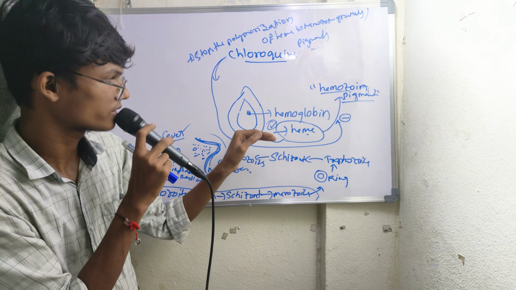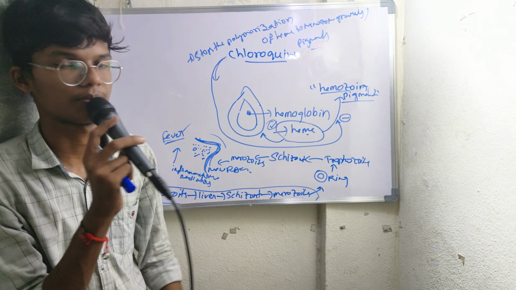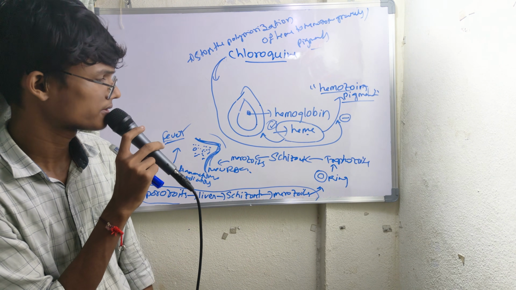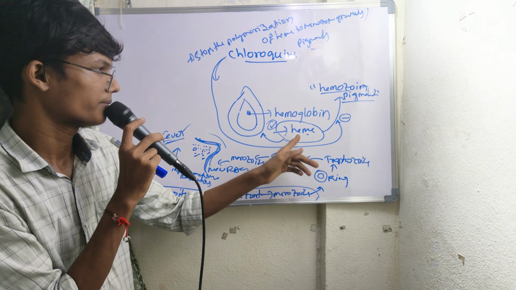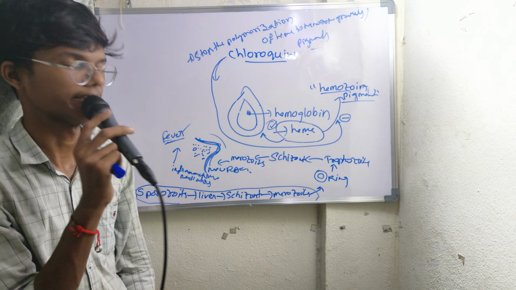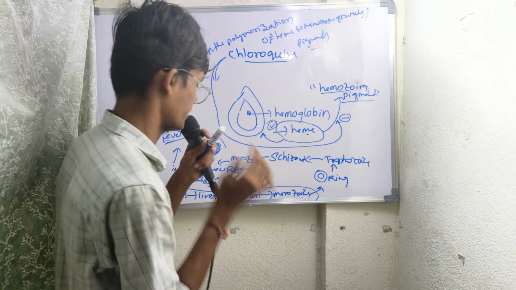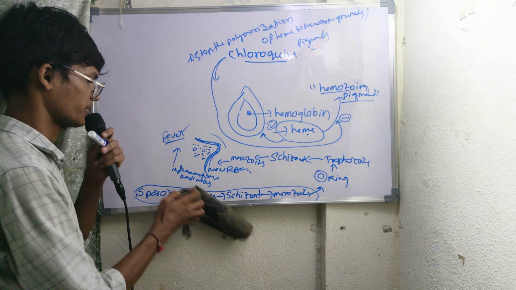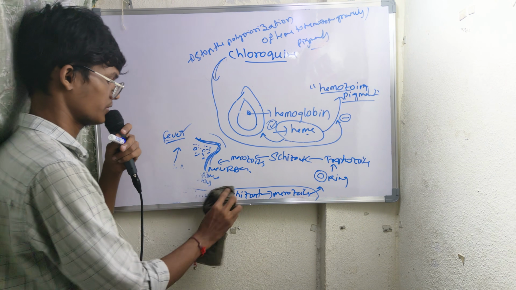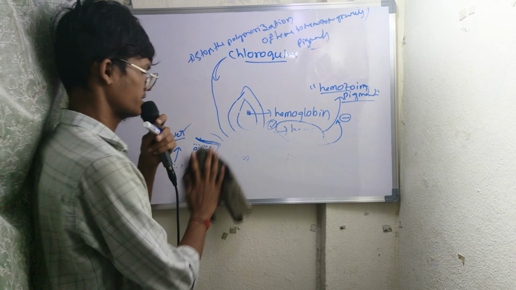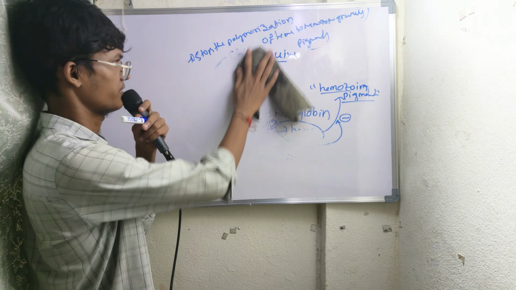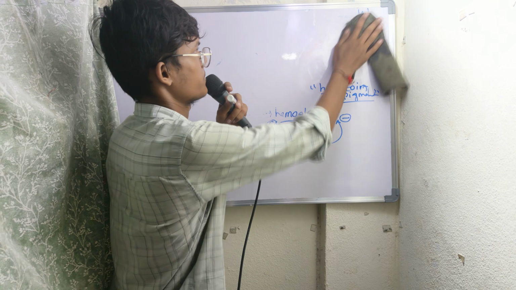Because heme is very toxic to the parasite, it converts heme to hemozoin pigment or hemozoin granules. So we are stopping that step and making the heme accumulate to make the parasite die. Okay, we understood the mechanism of action of chloroquine. Now we'll discuss the therapeutic uses and also adverse effects and also contraindications.